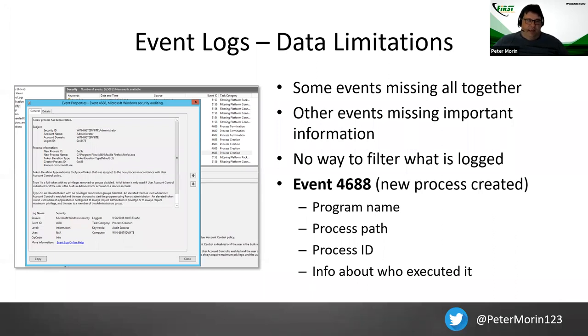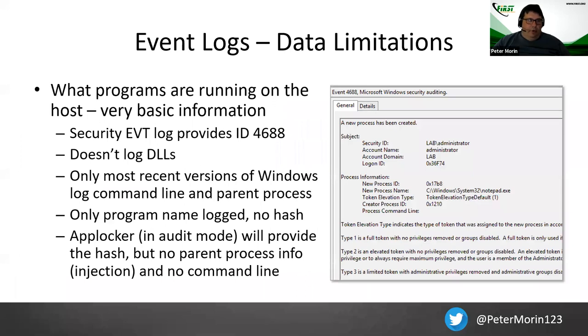So for example, if we take event 4688, or new process created, it's going to give us stuff like the program name, the process path, the process ID, and some information about who executed the process. What programs are running on the host is, again, very basic information. So again, we're going to have that 4688 event.